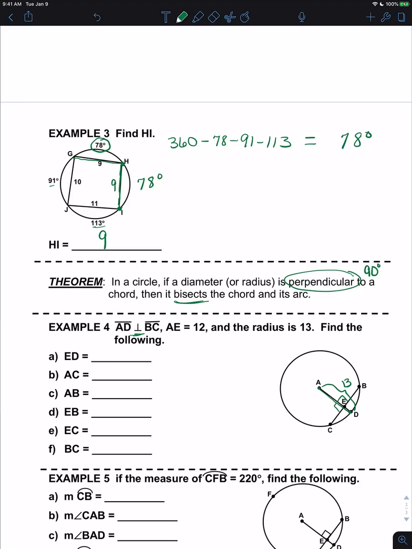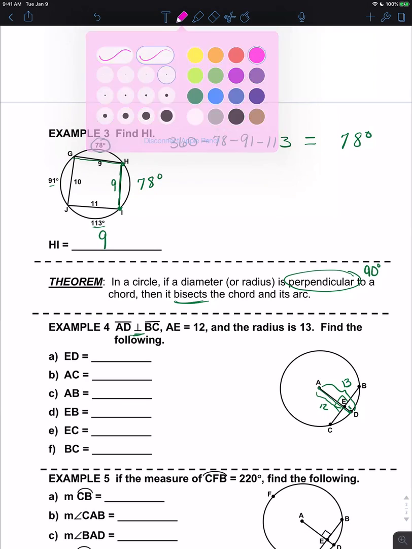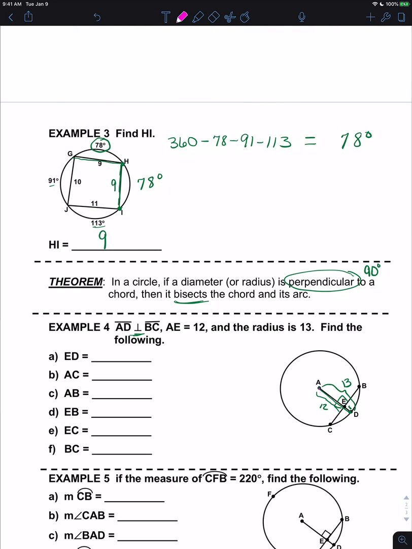So it's asking us to find the following. It says A to E is 12. I missed that part, okay? So if this is 12, the whole radius is 13, then we know E to D has to be 1, okay? And remember, we know any radius is 13. So that's going to be 13 here.